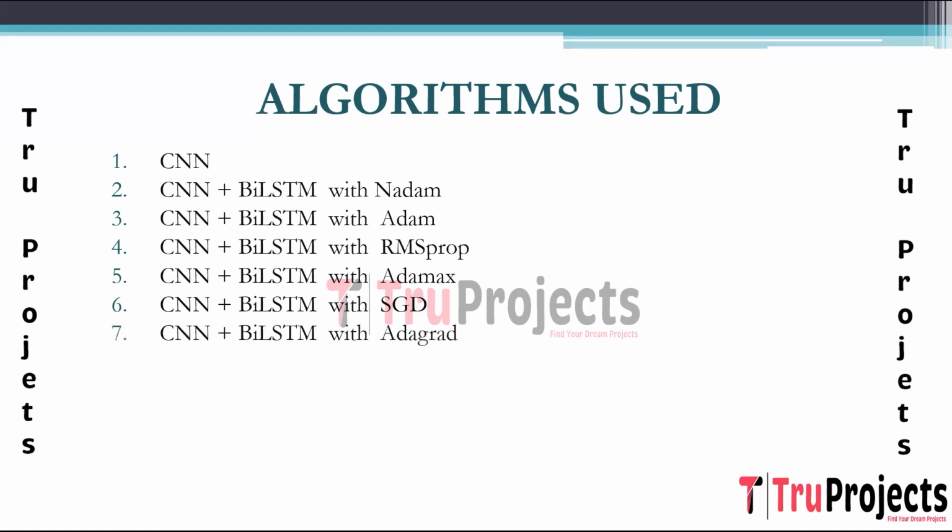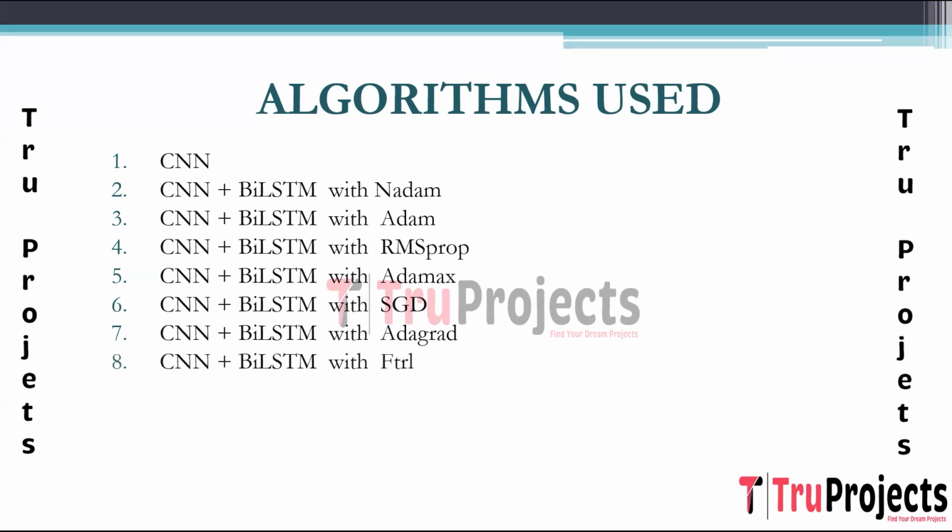The next one is CNN with BiLSTM with AdaGrad. This configuration incorporates AdaGrad as an optimization algorithm that adapts the learning rates for each parameter based on the historical gradient information, assigning larger learning rates to infrequently occurring parameters.